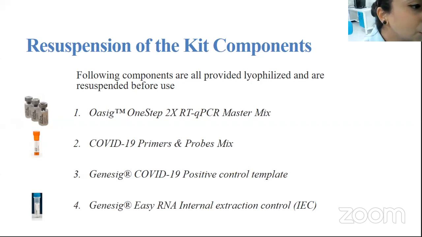So first we need to resuspend 4 components in the buffer which is provided with the kit, because these are provided as lyophilized products. One is the OSAC qPCR master mix. The second one is the COVID-19 primer and probe mix. Third is the positive control template, and the last one is the RNA internal extraction control.